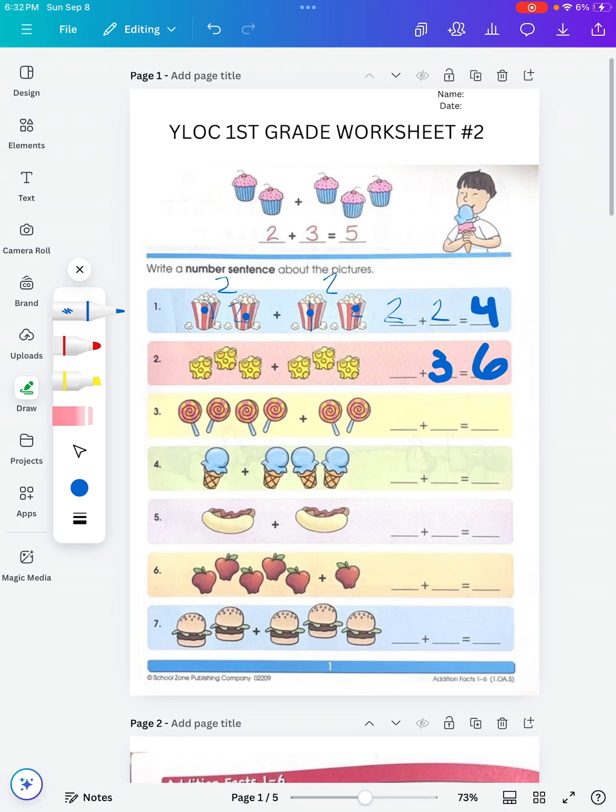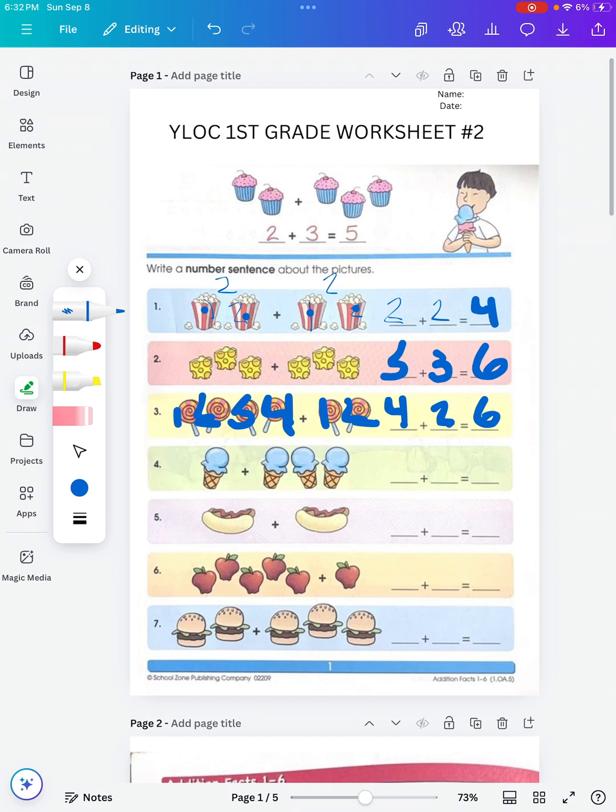Next problem, question number 3. There's 1, 2, 3, 4 lollipops in the first part of the problem. And then there's 1, 2 more lollipops added. And 4 plus 2 is 6. So now we know that there's 6 lollipops in total.